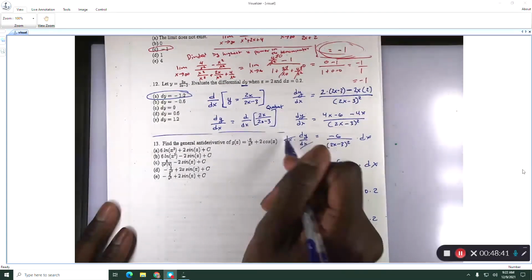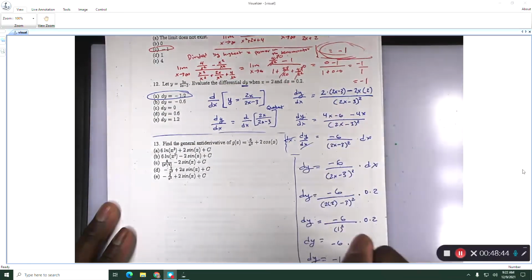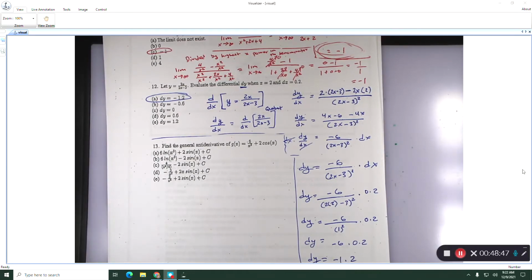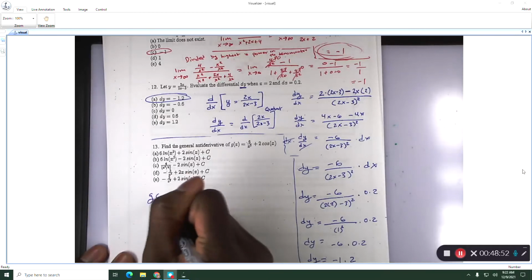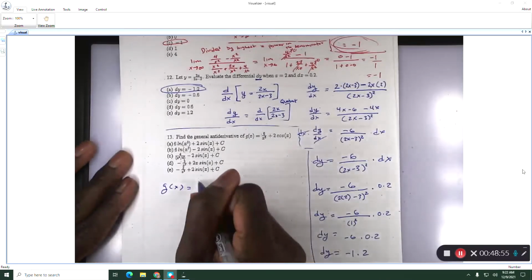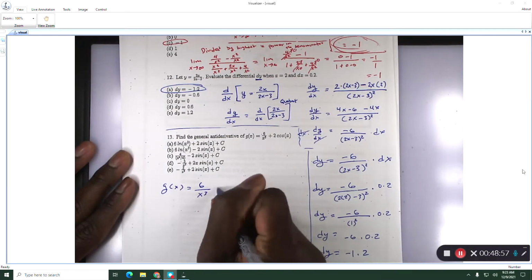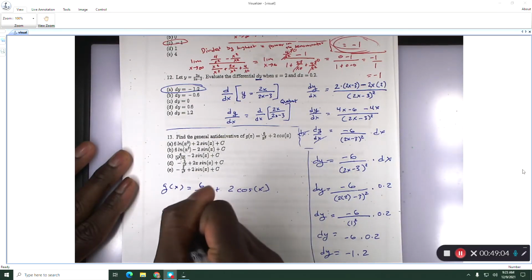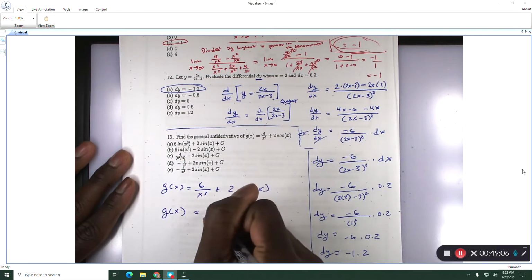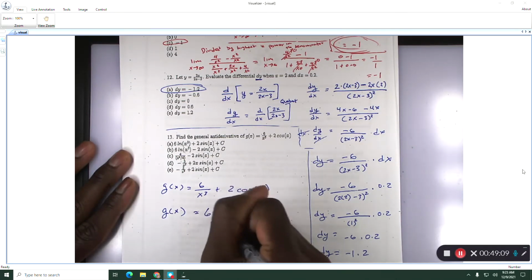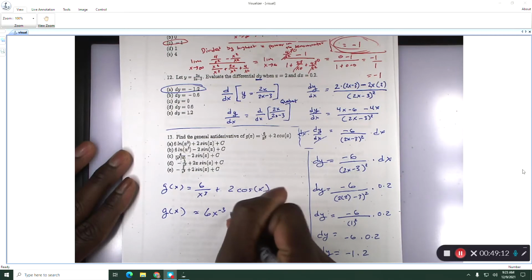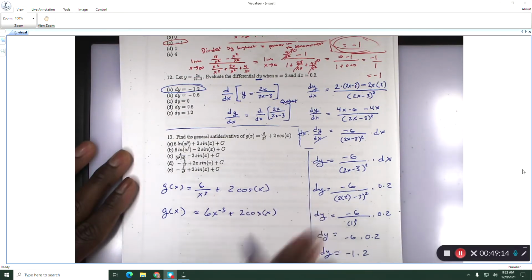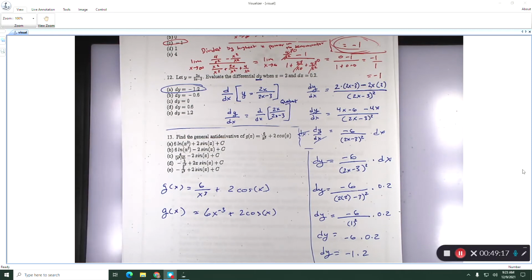Last problem in the non-calculator part is we're finding the antiderivative. We have g of x is equal to 6 divided by x to the third plus 2 times cosine of x. I'm going to rewrite this so that it's easier for me to find the antiderivative. And I'm also going to say, this is not a standard, but this is what I do.